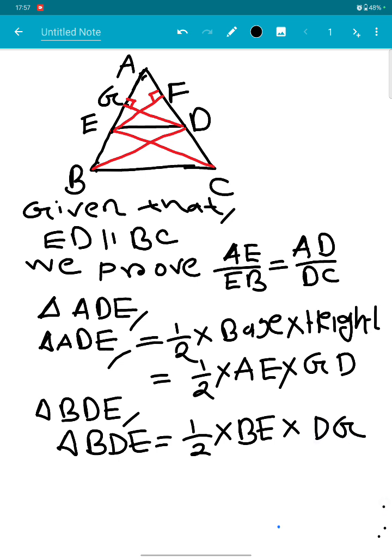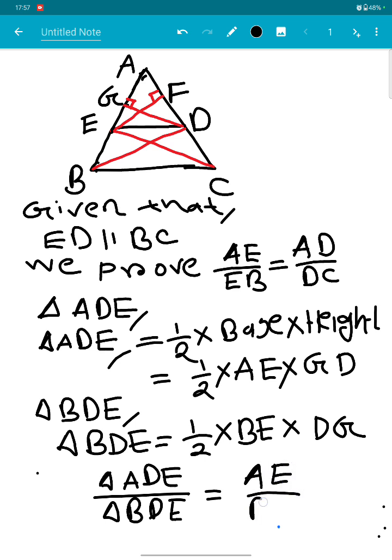So divided by triangle area ADE divided by triangle BDE equals half into AE into GD over half into BE into GD. So the half and DG are cut. So AE by BE. This is the equation number 1.